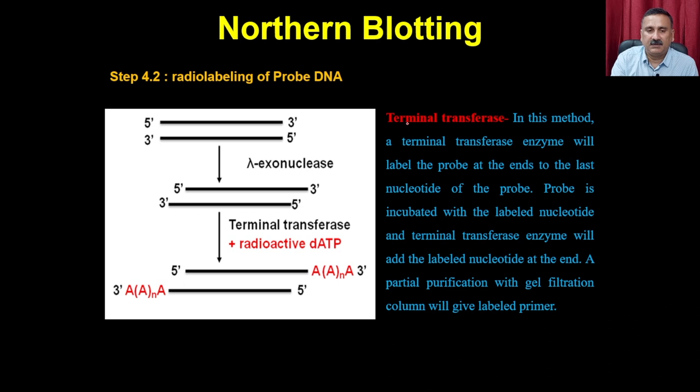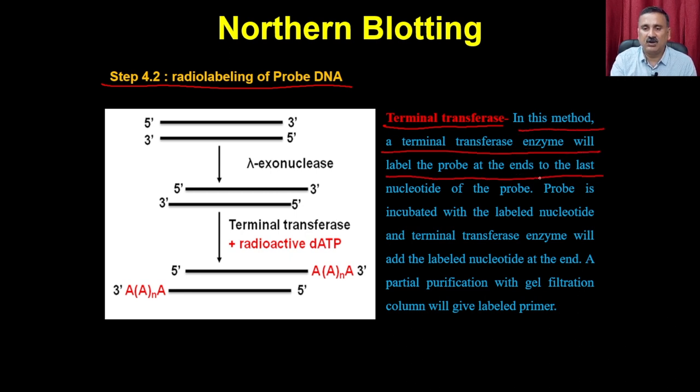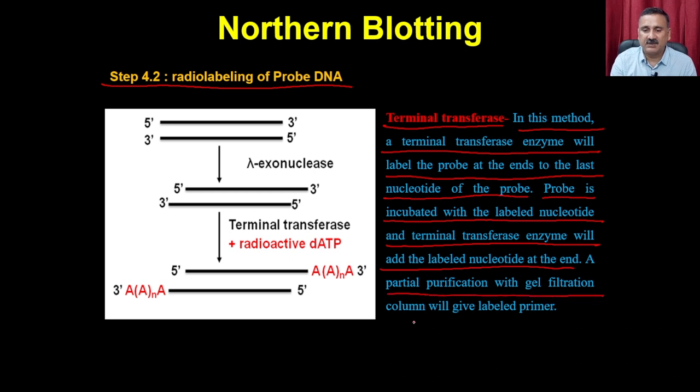And then the second step is the radiolabeling of the cDNA probe that you have prepared. For that you can use the terminal transferase method. In this method, a terminal transferase enzyme will label the probe at the end, at the last nucleotide of the probe. The probe is incubated with the labeled nucleotide, and the terminal transferase enzyme will add the labeled nucleotide at the end. A partial purification with a gel filtration column will give you the labeled probes.